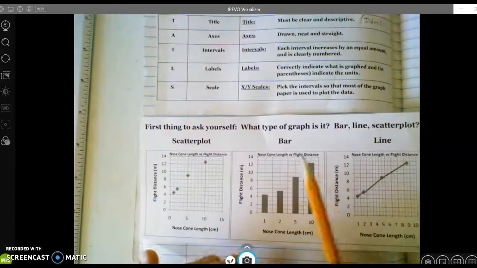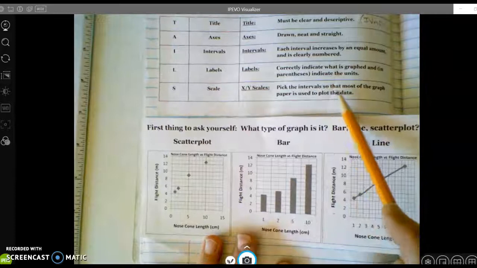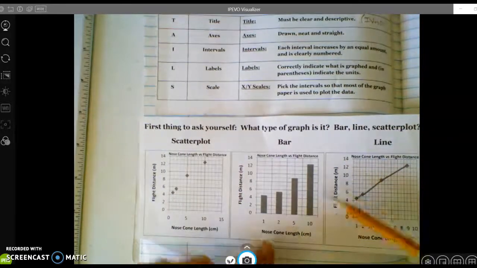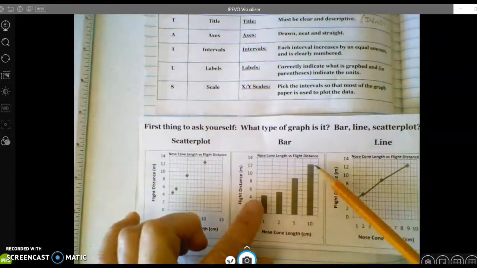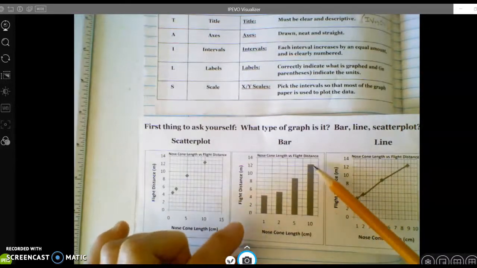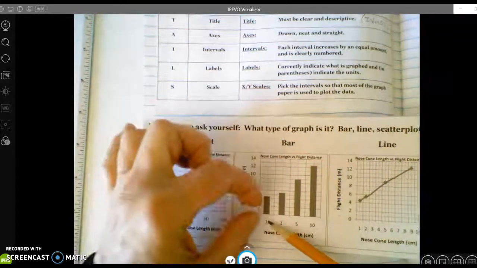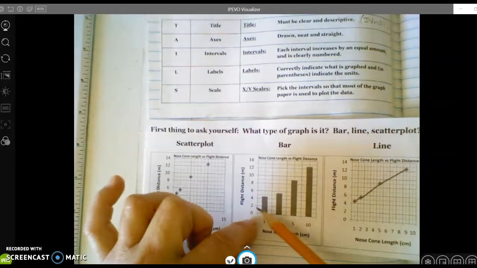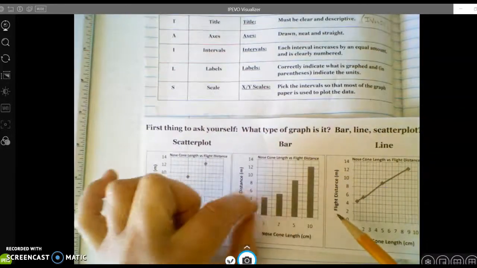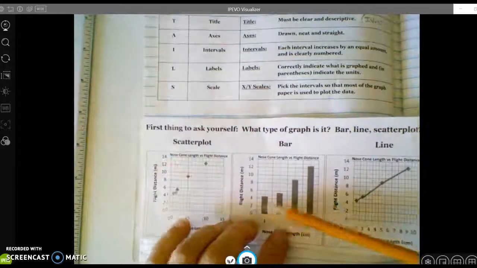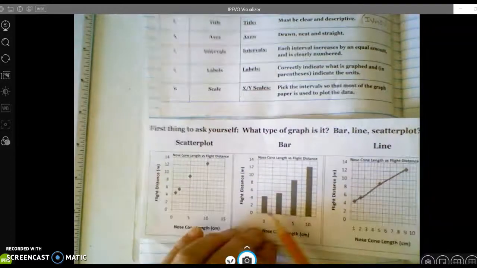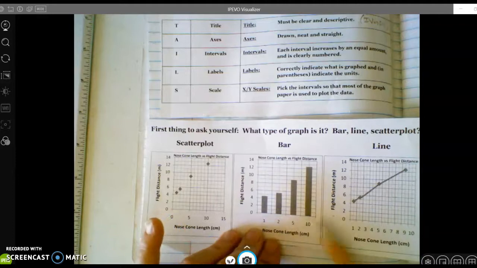The last thing is scale, which is really important. Pick the intervals so that most of the graph paper is used to plot the data. So if our biggest number is 13, we want to make sure we've made those intervals really wide instead of tiny. You don't want 13 to be down here where our bars are super squished. So you want to do something that uses most of the graph paper so we can see the differences between the different nose cone lengths, like here, 1, 2, 5, and 10.